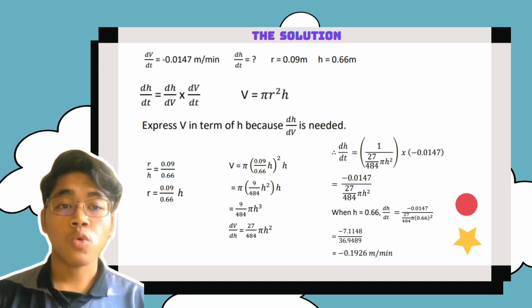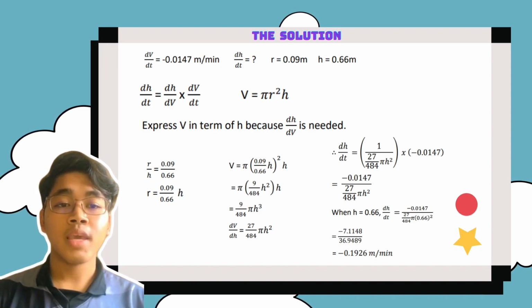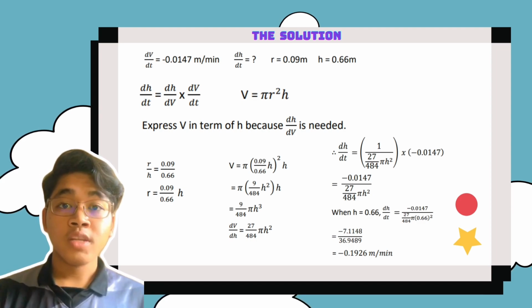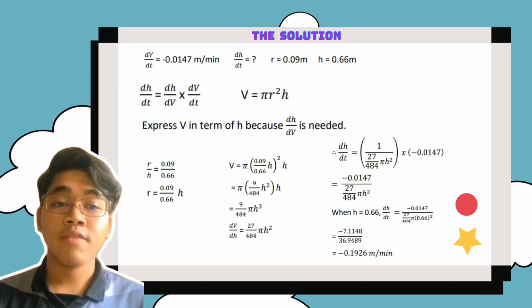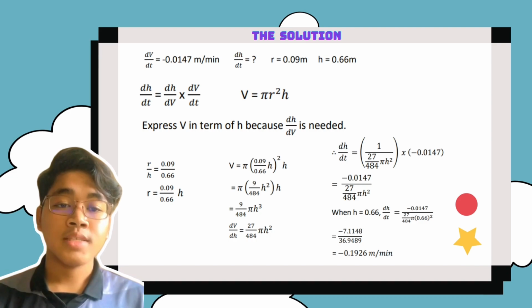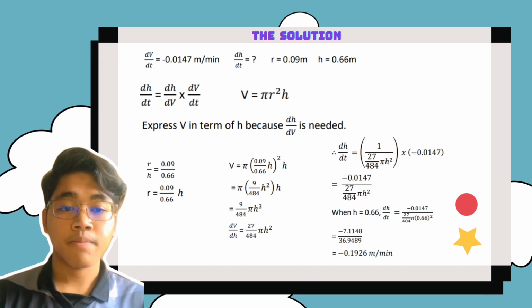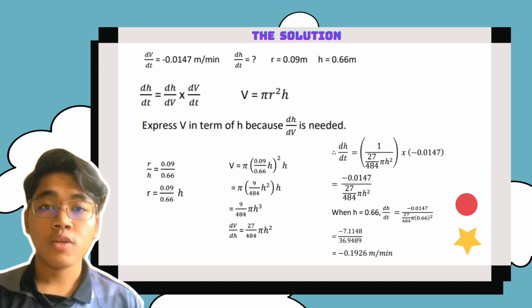dh over dt equal to 1 over (27 pi h squared over 484) times negative 0.0147. Then we get negative 0.0147 over 27 pi h cube over 484. So the answer we get is in terms of h. If we want the exact value, we can enter the value of h, which is 0.66. So the answer we get is negative 0.1926 meter per minute. Therefore, when the height of the oxygen is 0.66 meter, the oxygen is decreasing at a rate of approximately negative 0.1926 meter per minute. That will be the final answer for this question.